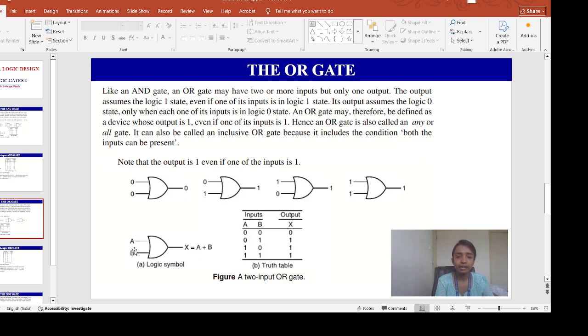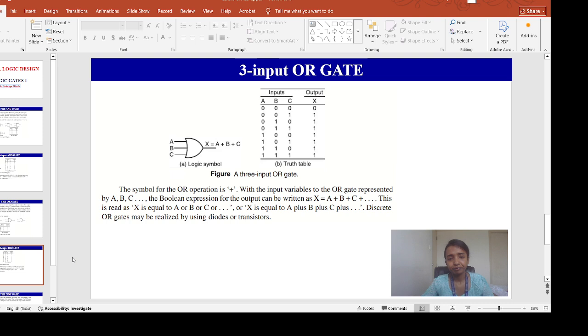So if A and B are two inputs and X is the output, we can write X equals A plus B. If we have a three input OR gate, there will be three inputs, and we can write X equals A plus B plus C. Similarly, we can have 8 input combinations. 0 plus 0 plus 0, output will be 0. 0 plus 0 plus 1, output will be 1. 0 plus 1 plus 0, output will be 1. For all the remaining combinations, the output is 1, and 1 plus 1 plus 1 is 1.